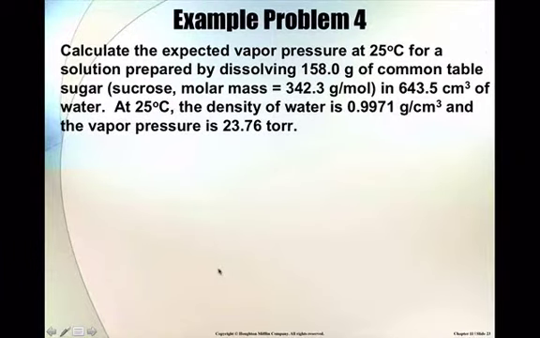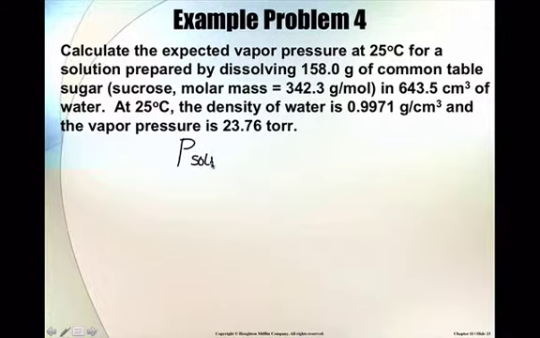Our example problem says, calculate the expected vapor pressure at 25 degrees Celsius for a solution prepared by dissolving 158 grams of common table sugar, which is sucrose, in 643.5 centimeters cubed of water. At 25 degrees Celsius, the density of water is 0.9971 grams per centimeter cubed, and the vapor pressure is 23.76. Oh my goodness, they gave us a lot of information. But we can do it.